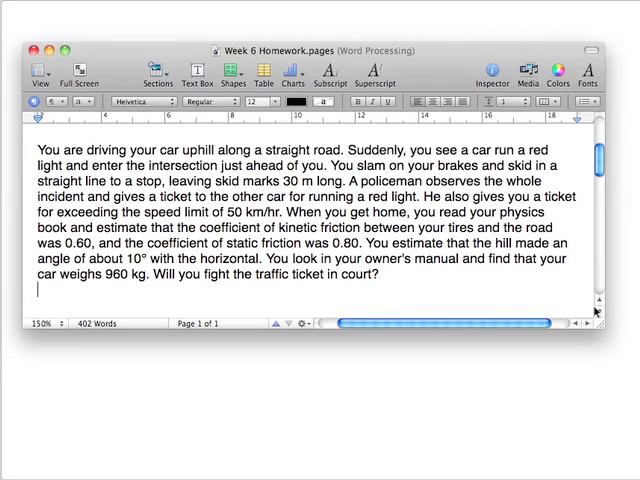Here's our question. We are driving a car uphill. We abruptly stop, slam on the brakes and skid 30 meters. And the claim is that we're speeding. Can we prove that we weren't? Well, let's find out.